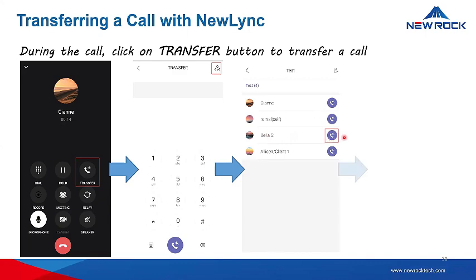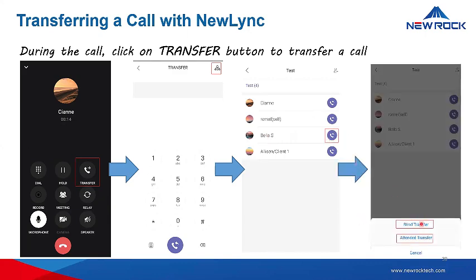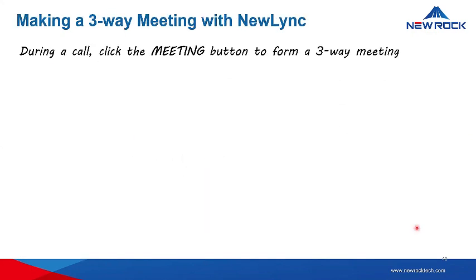So now we have an option. After that, there is an option for you to choose either blind transfer, which is transferring the call to the third party without consultation, or attended transfer, which means you can talk to the third party before transferring the call to her. So I need to choose which one. Then after that, click okay, click that one. So I'll be able to transfer the call to Bella.